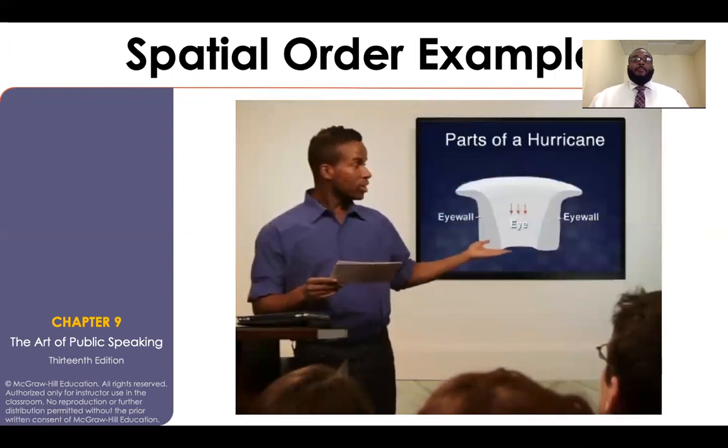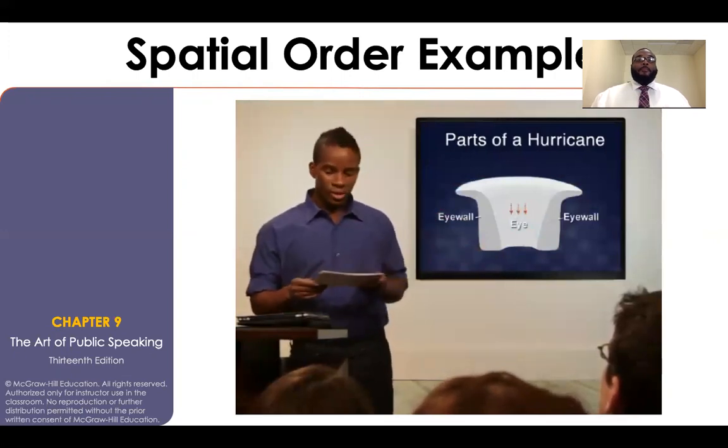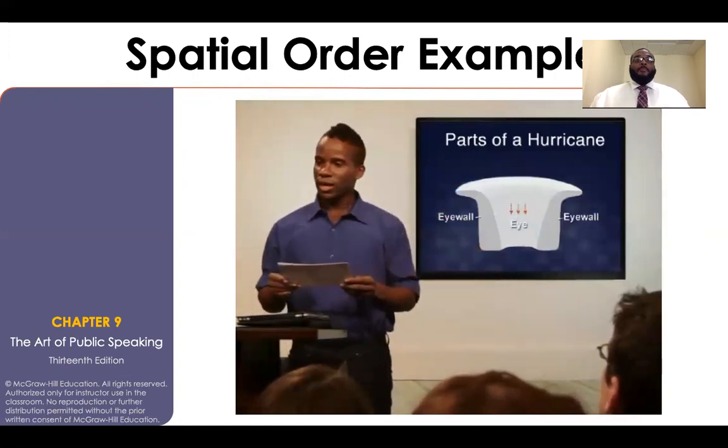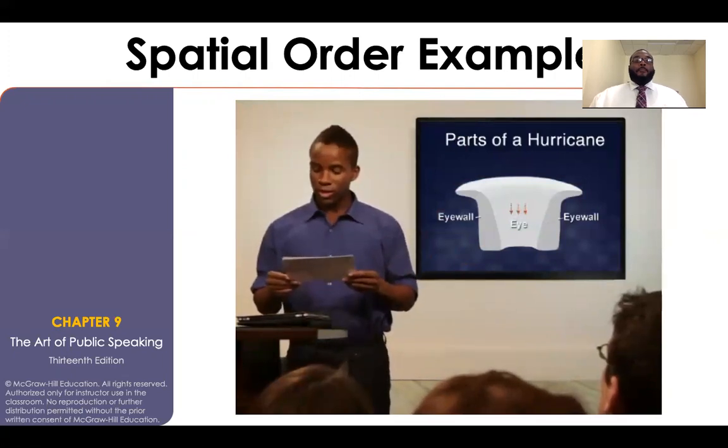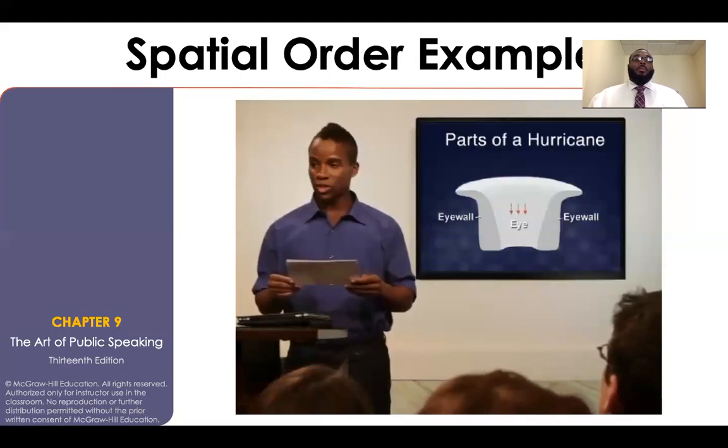The eye is the lighter colored area in the middle, and the eye wall is the darker area on the sides. Winds in the eye wall exceed 155 miles per hour, which is why this part of the storm can cause so much destruction.